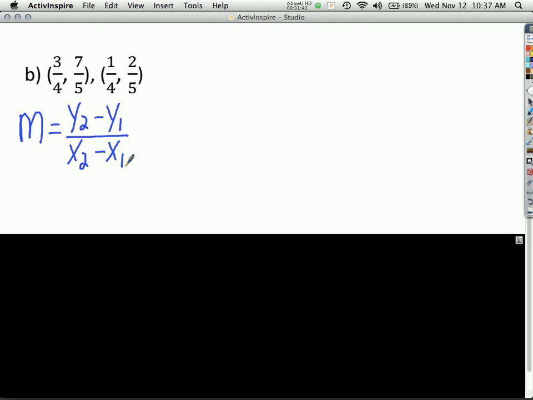But now we need to label, because otherwise we're going to get incredibly confused. So label x1, y1, x2, y2. And now plug in the information. So we're going to rewrite the formula, m equals, and now plug in the numbers. y2 is 2/5, so we put a 2/5 like that, minus y1 is 7/5, over x2 is 1/4, minus x1 is 3/4.